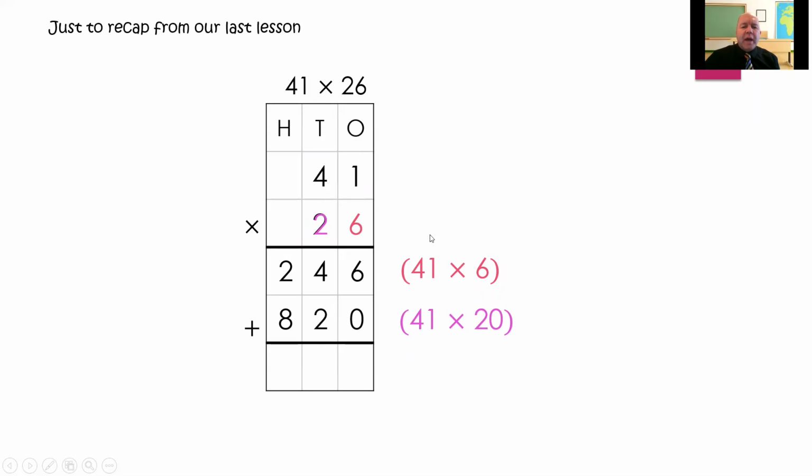Okay, and now we're just going to add everything together. 6 plus 0 is 6. 4 plus 2 is 6. And 8 plus 2 is 10. So our 0 goes in, and our 1 is exchanged and becomes 1,000. Okay. So 41 multiplied by 6 is 1,066.